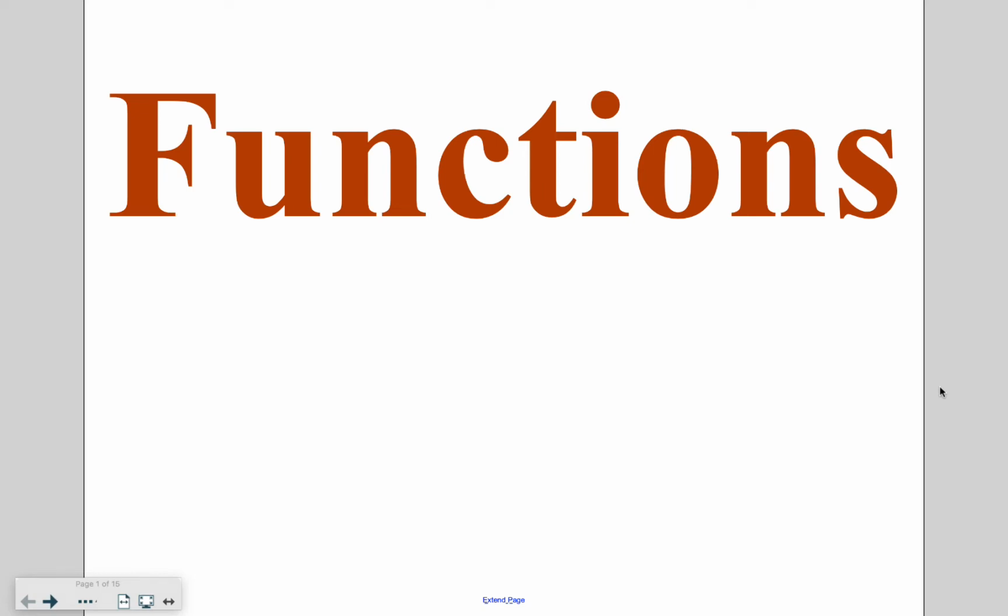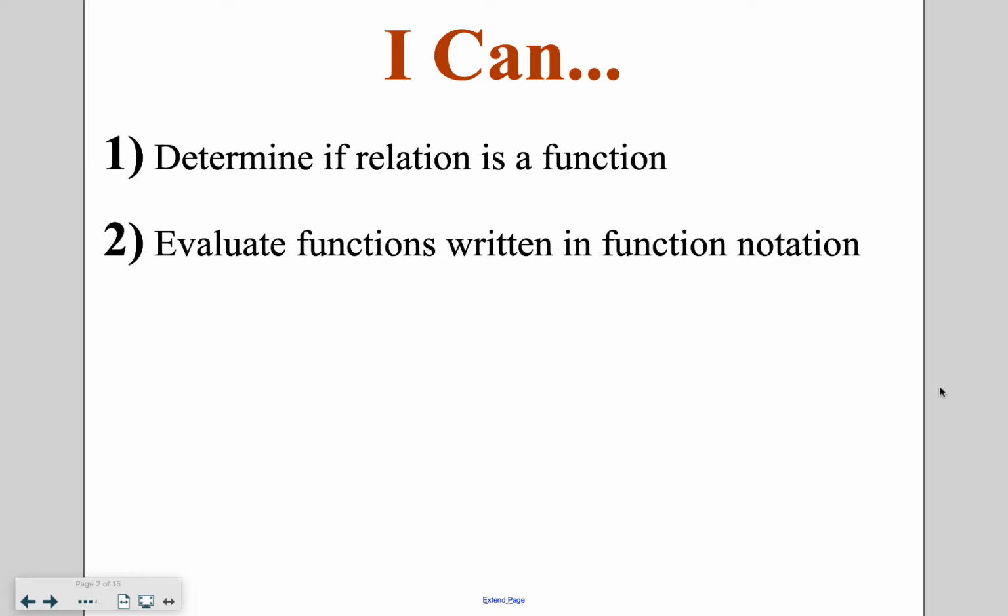Hello class, and welcome to today's algebra lesson, which is all about functions. By the end of today's lesson, you will be able to determine if a relation is a function and evaluate functions written with function notation.